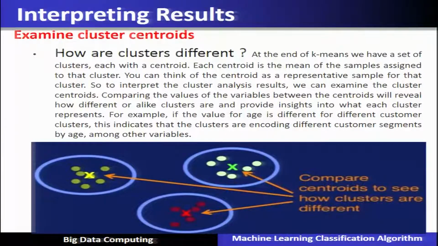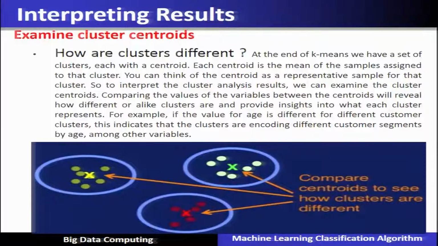Now, finally, interpretation of the results is also going to be very important. Now, examine the cluster centroids, how the clusters are different. So, at the end of k-means, we have a set of clusters and each with a centroid. Each centroid is the mean of the samples assigned to that cluster. You can think of the centroid as the representative sample for that cluster. So, to interpret the cluster analysis result, we can examine the cluster centroids.